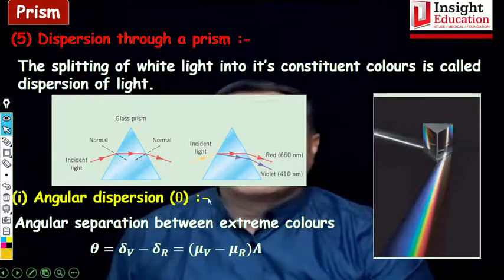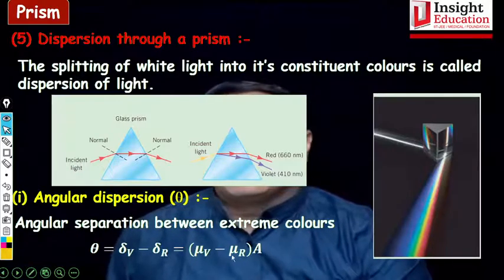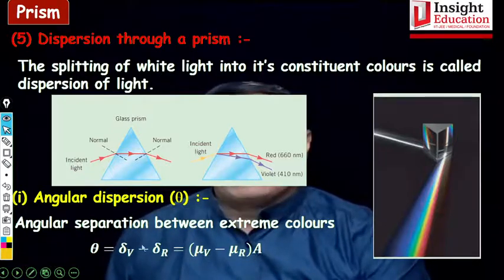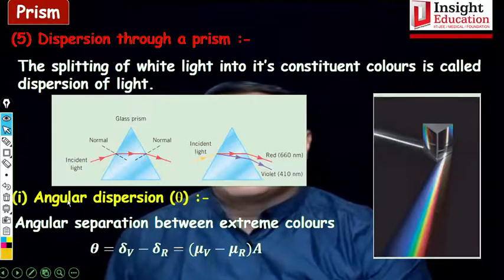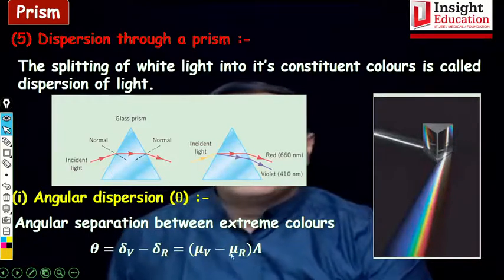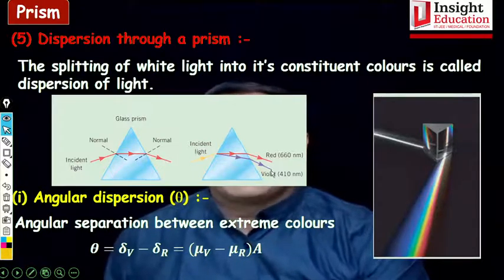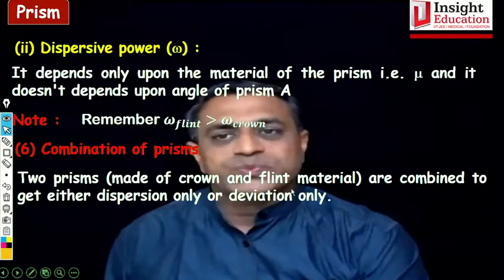So angular dispersion is the separation between two extreme colors. Theta is equal to delta V minus delta R, that is mu V minus mu R into A. Similarly, dispersive power is equal to mu V minus mu R upon mu Y minus 1. And mu Y is mu V plus mu R divided by 2.